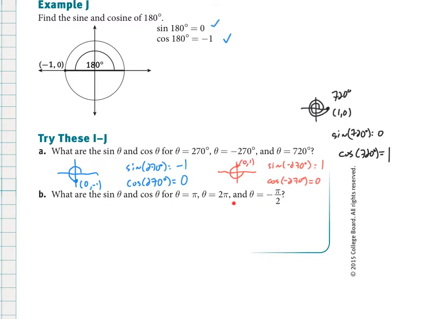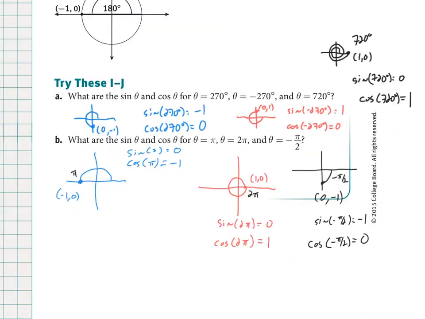In example B, they have you practice with radian values. Again, we need to know how much this is around. So for that very first one, if I'm looking at theta equaling pi, that is a half rotation over here, so that's at (-1, 0). So the sine of pi is equal to its height, or 0, and the cosine of pi is equal to -1. Go ahead and try 2 pi and -pi over 2. It should be pretty quick, and I'll reveal the answers.